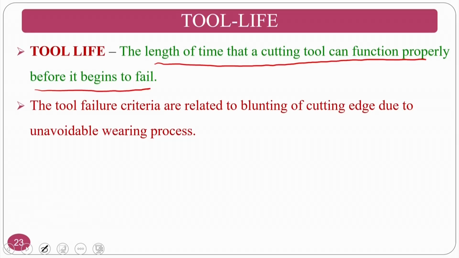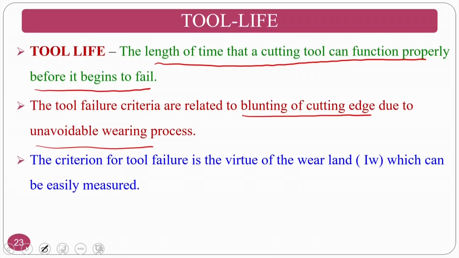One way, the tool life criteria can be related to the blunting of the cutting edge due to unavoidable wearing process. Okay, blunting of the cutting tool. If my cutting edge is gone, what I mean to say is that I have to replace it, because otherwise a lot of vibrations will take place which hampers the accuracy of the product and all those things.